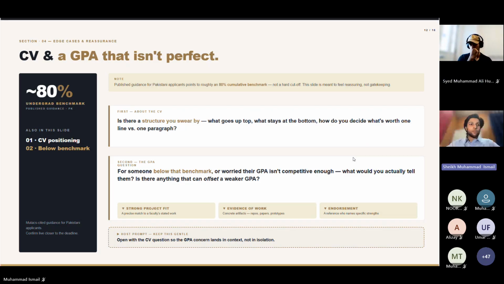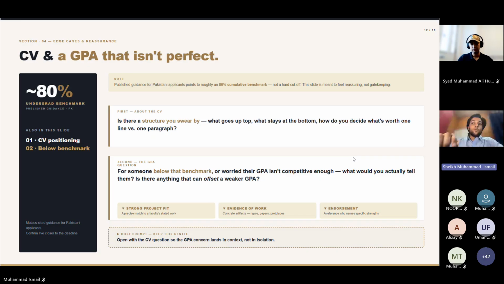So, thank you, Sarali. Now, building on that, same context here, there's another concern for GPA. Published guidance for Pakistani applicants points to roughly an 80% cumulative GPA as a benchmark. So it is worth everyone confirming their exact standing directly on the current portal rather than relying on the number.